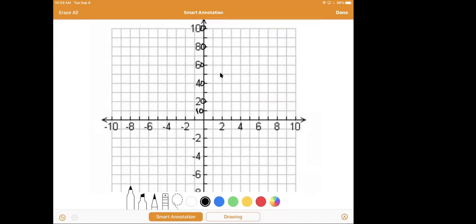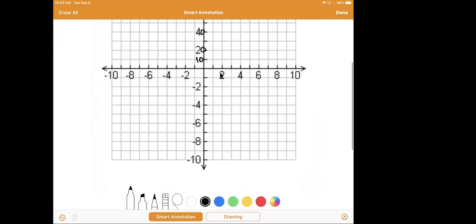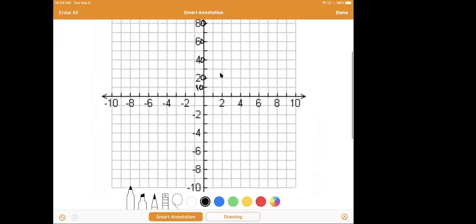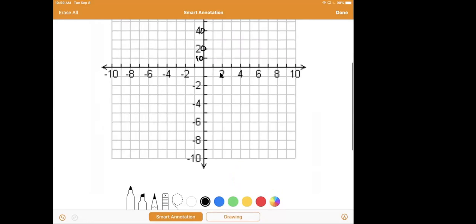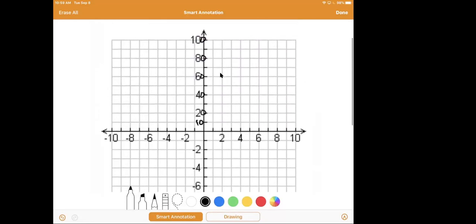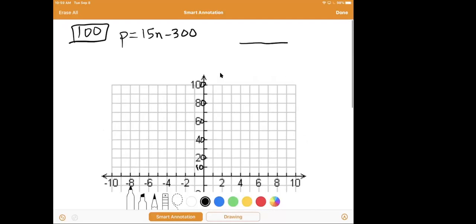First thing they ask us to do is graph P equals 15N minus 300. Is minus 300 going to work? Well, it only goes down to minus 100. So instead of graphing this by finding the y-intercept, because the y-intercept will be off the graph, we're going to need to pick some values and graph a couple of them. And remember, we're graphing the ordered pairs N, P.